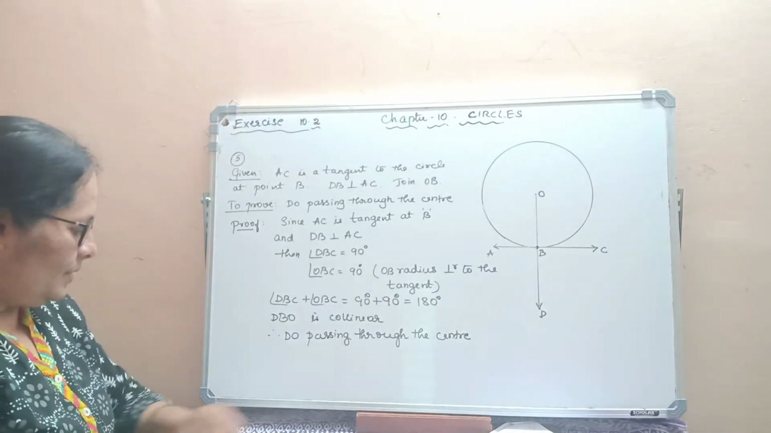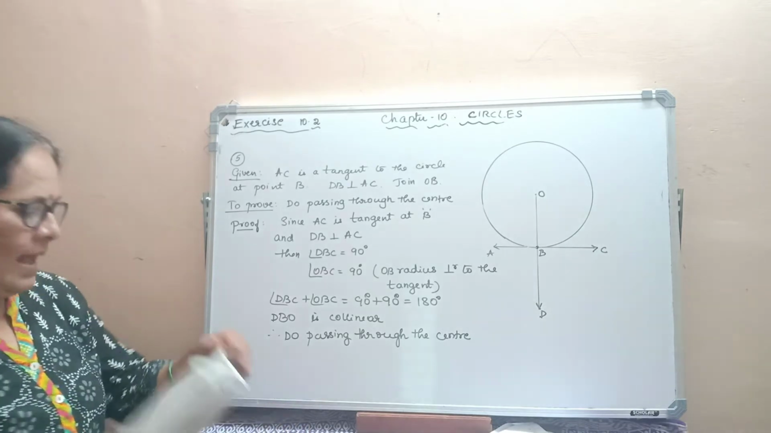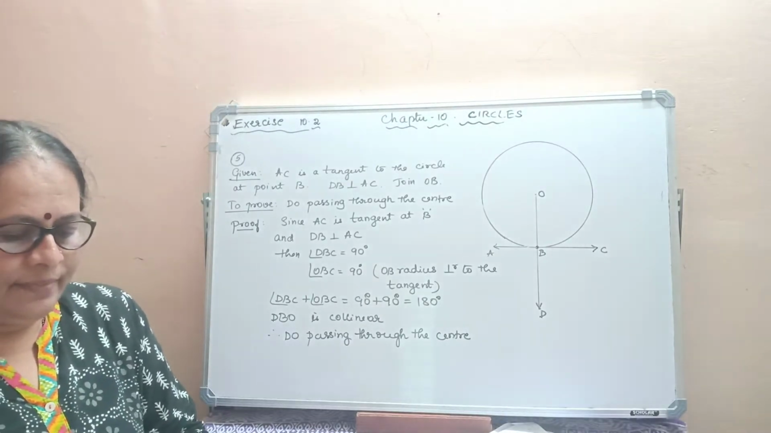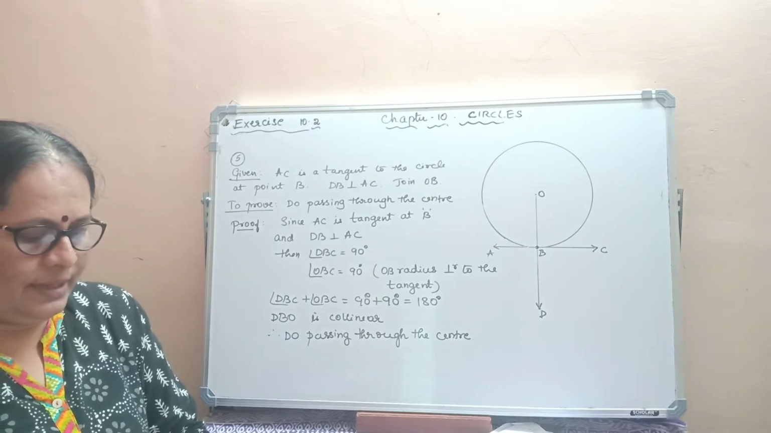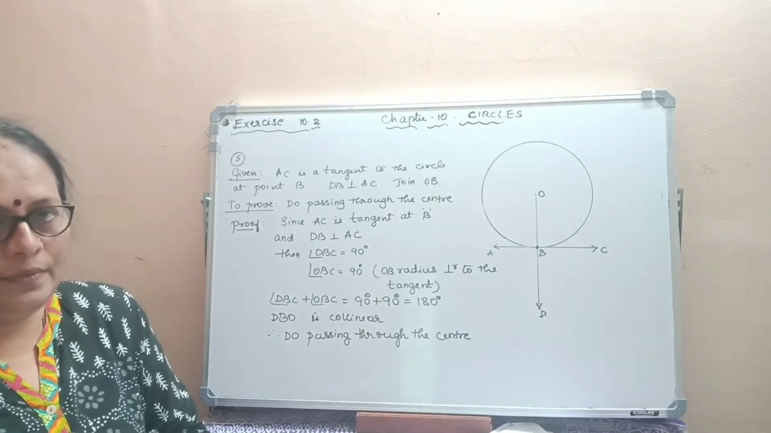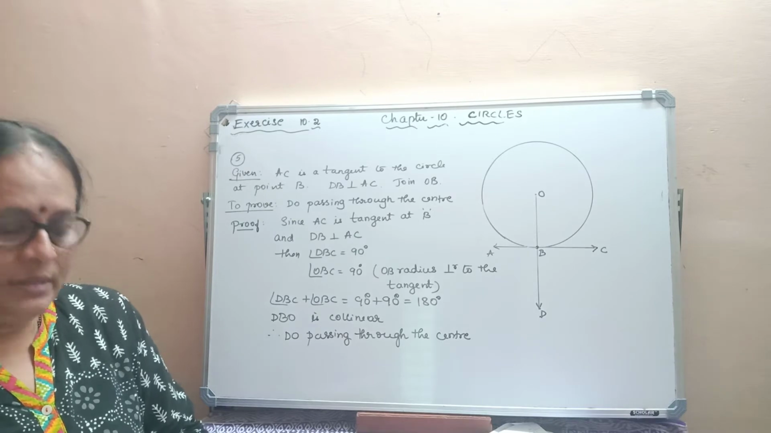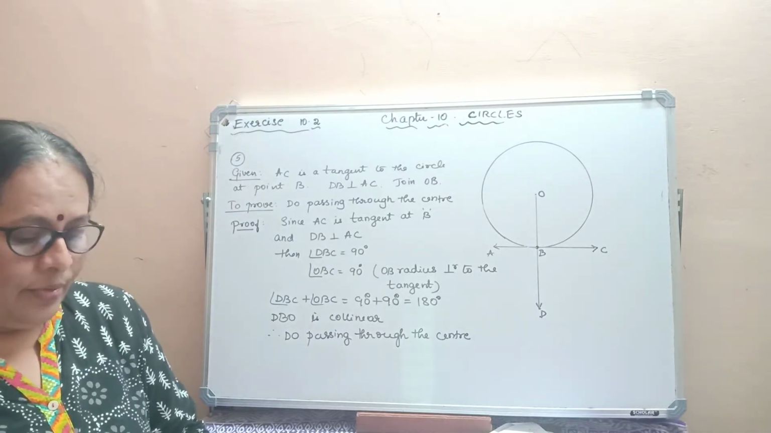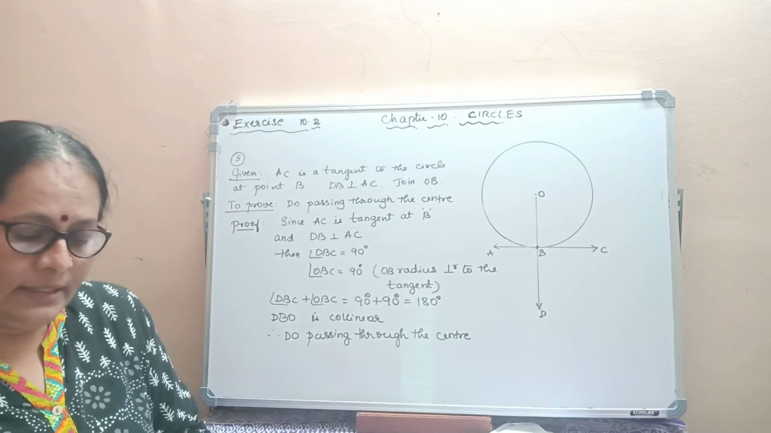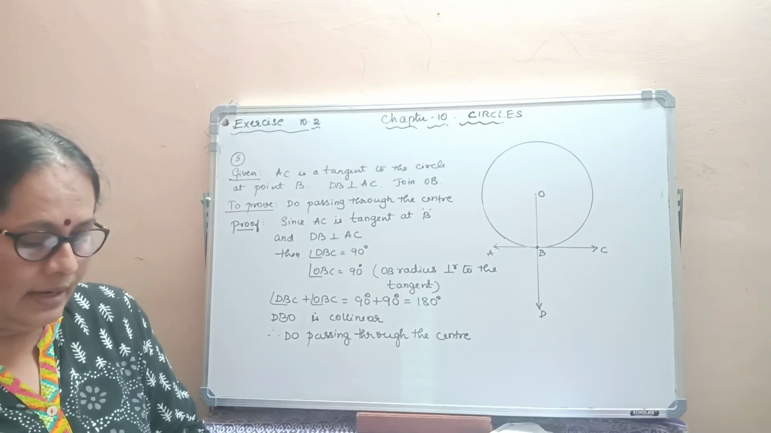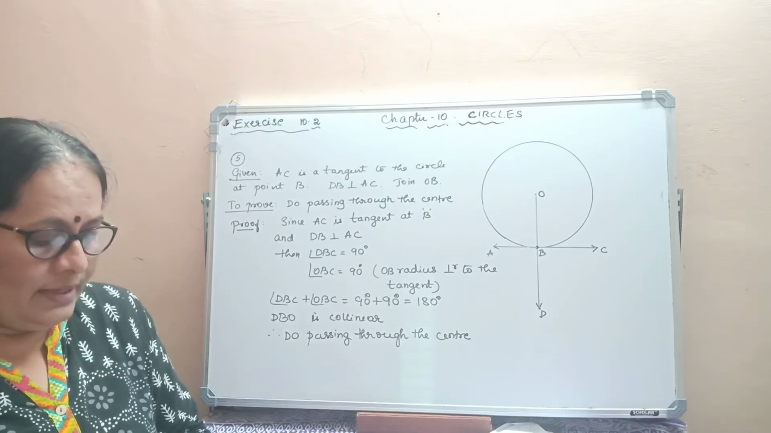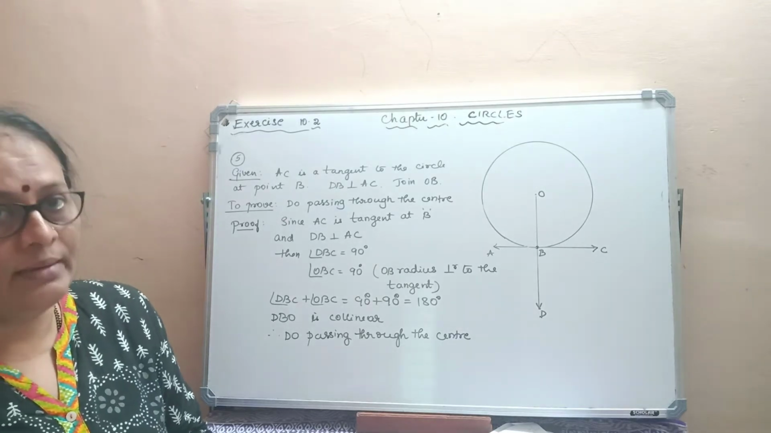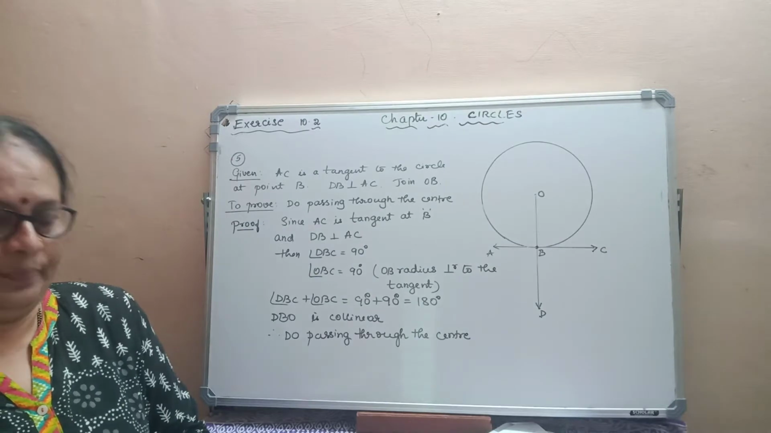Then question number 6. The length of the tangent from a point A at a distance 5 cm from the center of the circle is 4 cm. Find the radius of the circle. So you can solve this on your own. Draw the tangent to the circle where point A is at a distance of 5 cm from the center and the tangent length is 4 cm. Find the radius. You need to find the radius using the Pythagoras theorem.